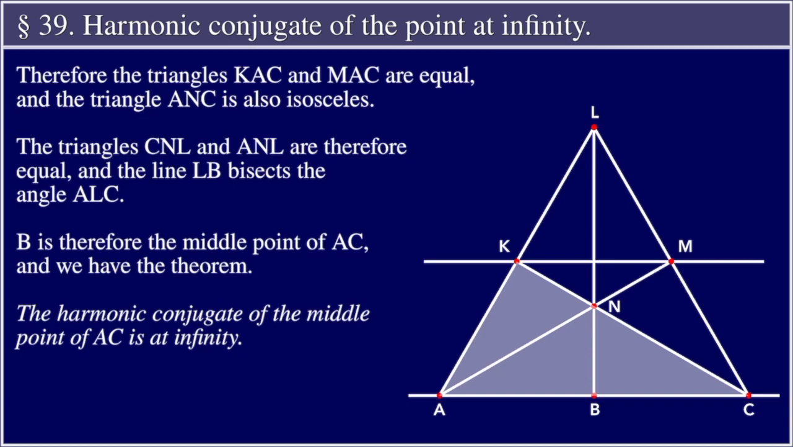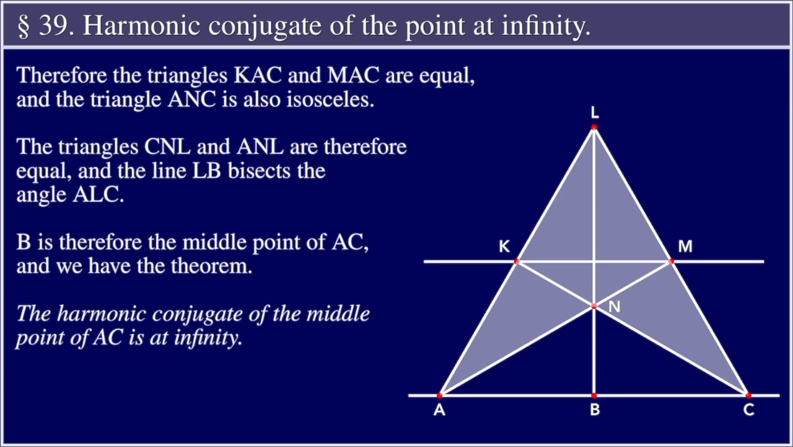Therefore, the triangles KAC and MAC are equal, and the triangle ANC is also isosceles. The triangles CNL and ANL are therefore equal, and the line LB bisects the angle ALC. B is therefore the middle point of AC, and we have the theorem. The harmonic conjugate of the middle point of AC is at infinity.